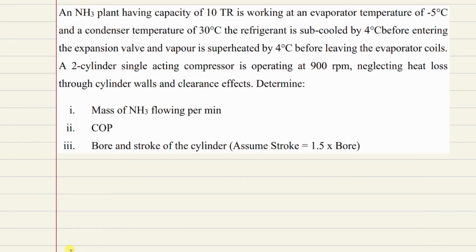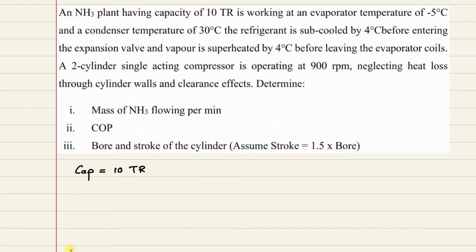Okay. Now we will start with the numerical. We will be solving two numericals today. An ammonia plant. So here the refrigerant given is ammonia. An ammonia plant having capacity of 10 TR. So I will write down capacity is equal to 10 TR.